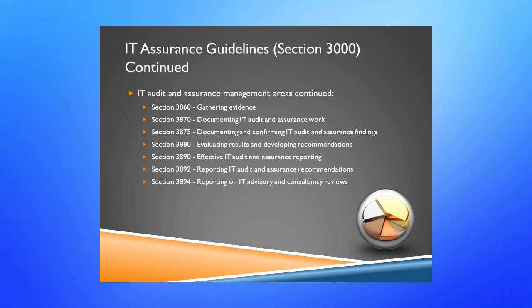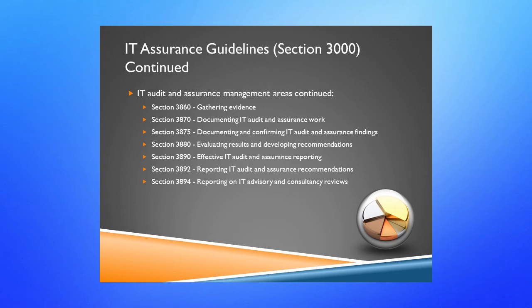I'm showing you the contrasting and comparing, and just again reminding you that the goal of this domain is to help us in understanding this full life cycle of what we're doing with the auditing. Okay, so gathering evidence is one. Section 3870 is the documenting IT audit and assurance work. The next one, 3875, was documenting and confirming IT audit and assurance findings.